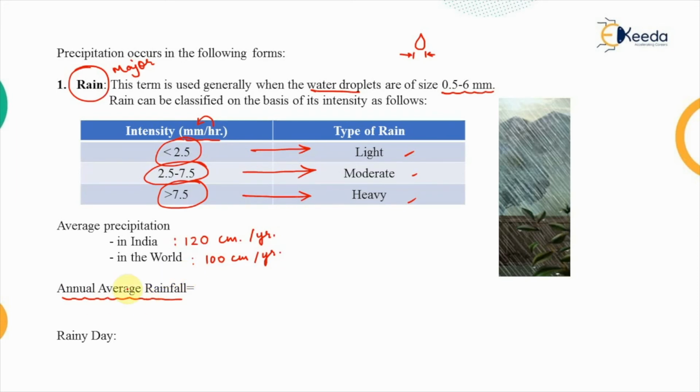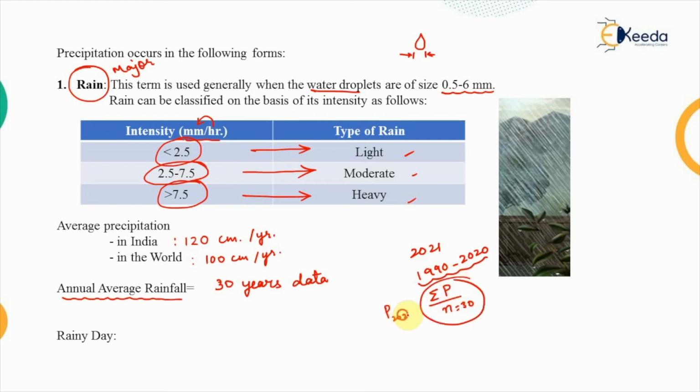So how do we calculate this average annual rainfall? For that, we take 30 years of data. For example, if we want to calculate the average precipitation in 2021, we would take the data from 1990 to 2020. For these 30 years, the precipitation of every year is summed up, and that is divided by the number of years, that is usually 30. That would give us the average precipitation for 2021.